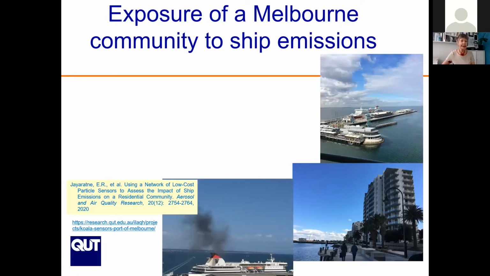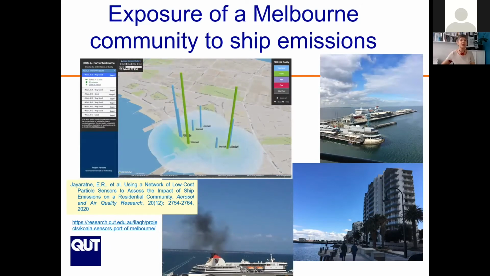You may remember that last time we mentioned this particular project, exposure of a Melbourne community to ship emissions. You've seen these images before, so that was the problem, and the community was very unhappy about the situation of the ships emitting and the smoke going directly to the windows. So there were many different ferries, including the Spirit of Tasmania arriving from Tasmania.